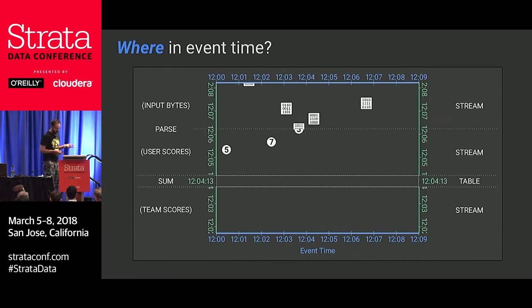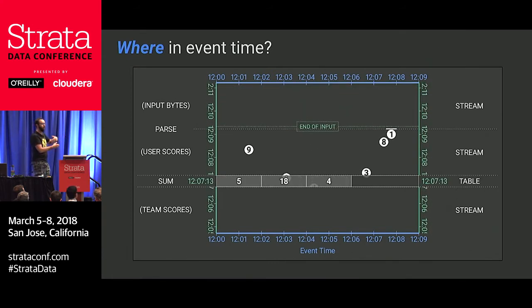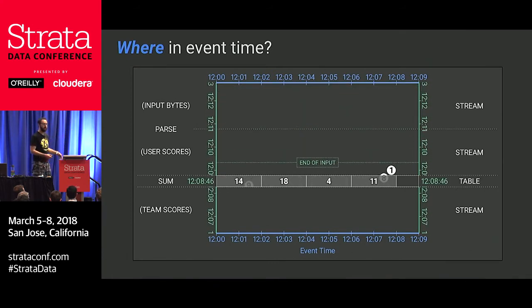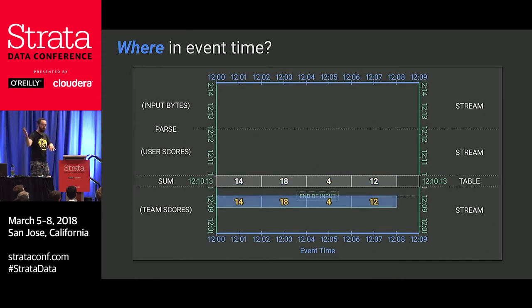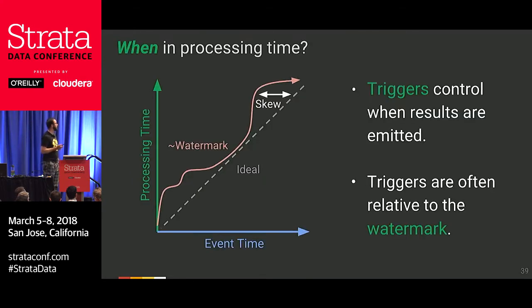So that's great. We've windowed things, but if we wanted to run this over an unbounded data set, we can't wait until the end of time to get our results, right? We really would like to see our results more incrementally. And so that's when the next question comes in. When in processing time are results materialized? There's really 2 aspects to this. One is these things called triggers. Triggers control when results are emitted.